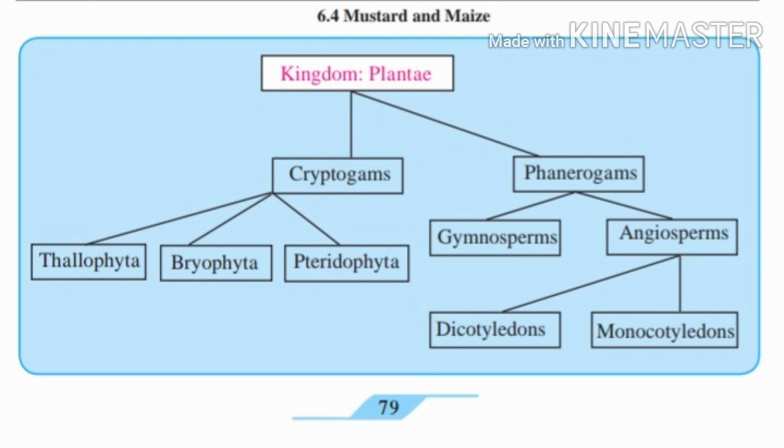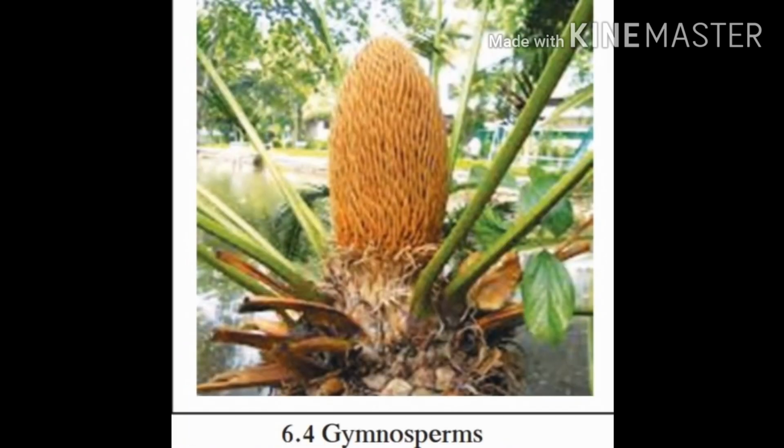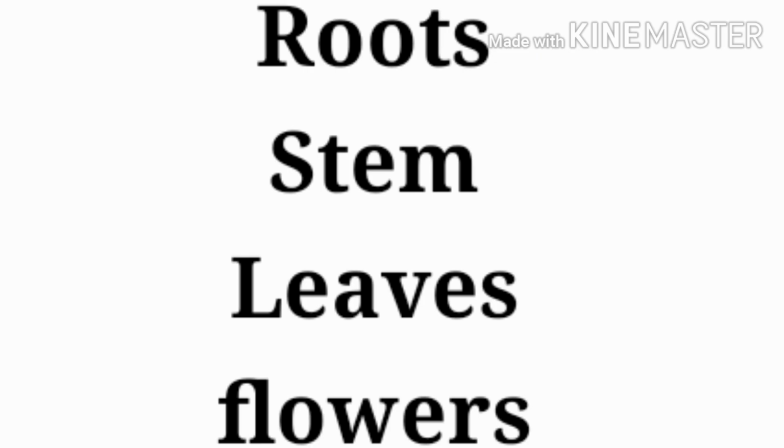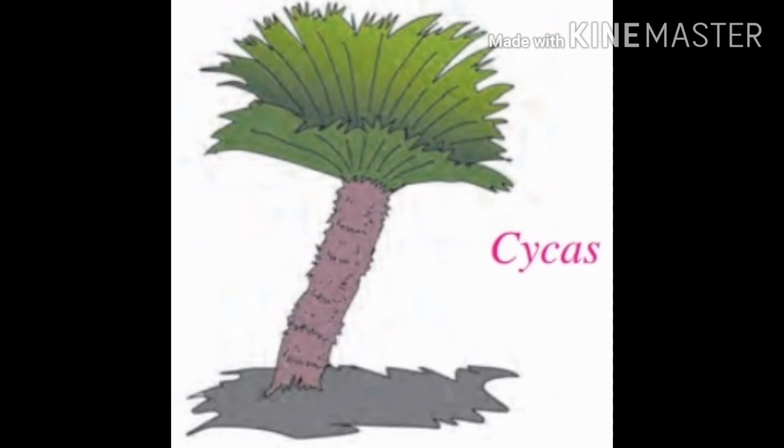Gymnosperms include all those plants whose seeds can be seen with our naked eyes. That means the seed is not inside the fruit, it is open. For example, cycas, Christmas tree, moorpankhi, that is thuja, and devdar, that is pine. These are included under gymnosperms. Now these plants have roots, stem, leaves, flowers, and that's why they need conducting tissues to conduct food and water to the different parts of the plant body. Now for gymnosperm we will learn one example, that is cycas.